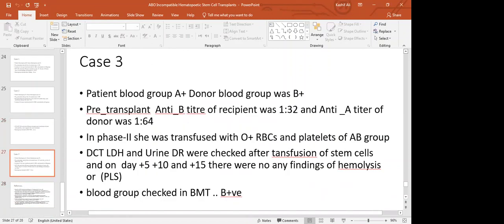And now coming to case 3, patient group was A positive and donor blood group was B. So pre-transplant anti-B titer of recipients was 1:32 and anti-A titer of donor was 1:64. In phase 2, she was transfused with O positive RBCs and platelets of AB group, and monitored DCT, LDH, and urine DR after stem cell transfusion, on day +5, 10, and +15. There were no any findings of hemolysis or PLS. Blood group also converted to donor type.